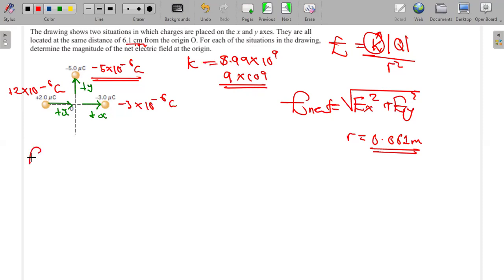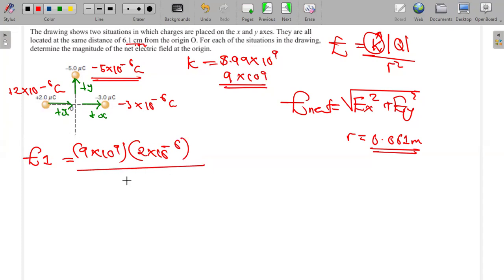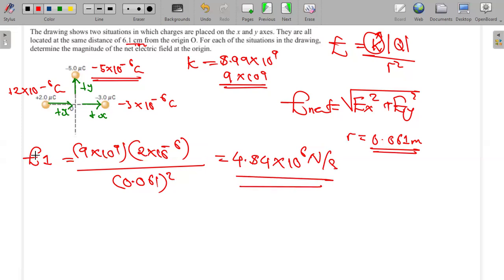So let's find E1. Our first charge is this one, the positive one. So this is equal to K, which is 8.99, or let me just use 9, 9 times 10 to the power 9, multiplied by the magnitude of the point charge itself, which is 2 times 10 to the power minus 6, divided by the distance squared. The distance is 0.061 squared. I can plug it in just the way it is on my calculator. It's giving me 4.84 times 10 to the power 6 newtons per coulomb. That is the first charge, which is this one.